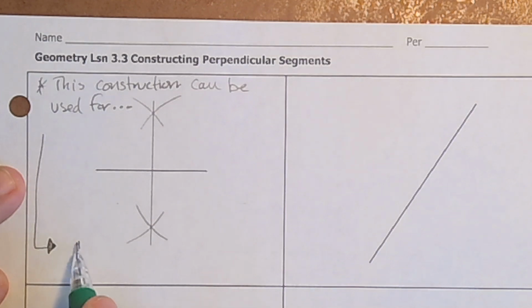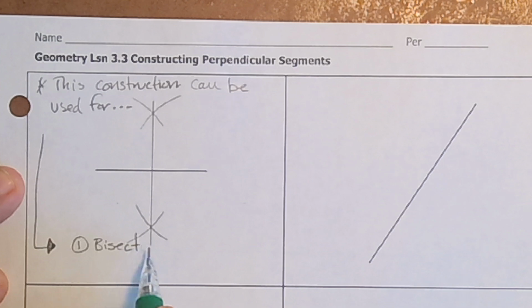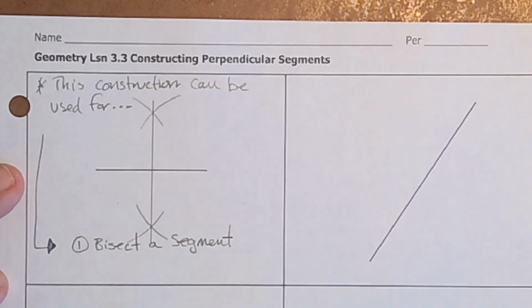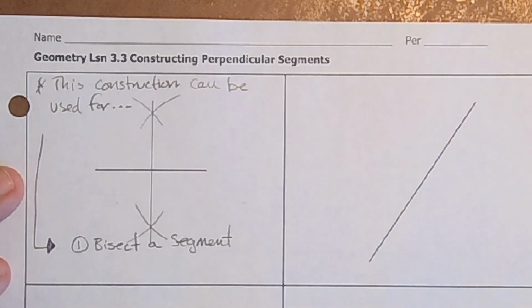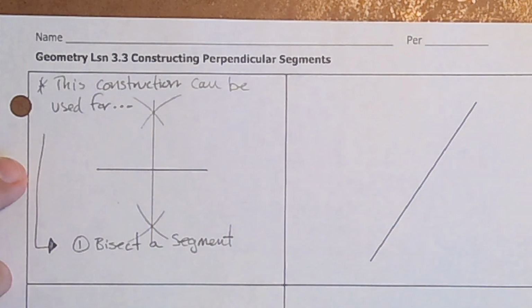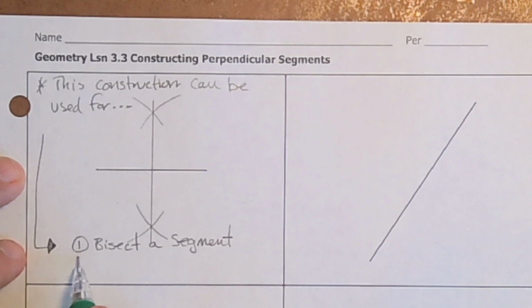Well, number one, this can be used to bisect a segment. Right? So if I want to take a segment and I want to cut it into 2 equal parts, that's what bisect means. I can use this construction where I set my compass opening more than halfway. It doesn't have to be the entire length of the line segment. It's just anything more than halfway, right? Another thing that we can use this for is to find a midpoint.